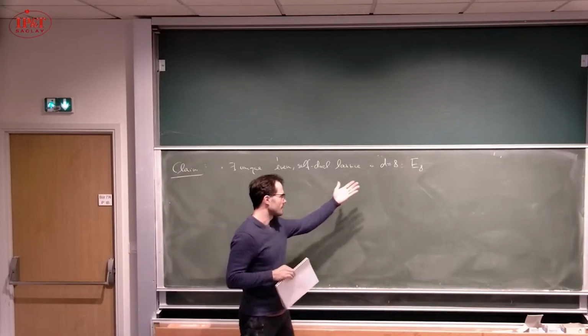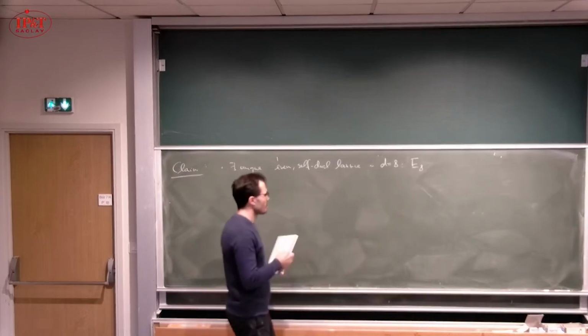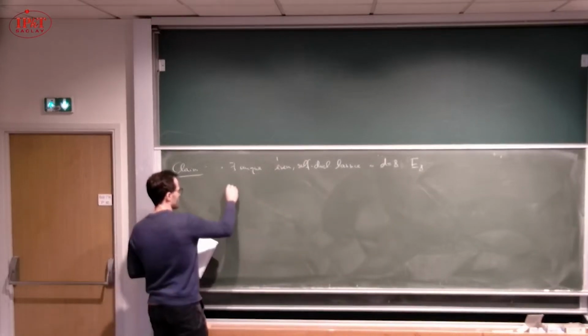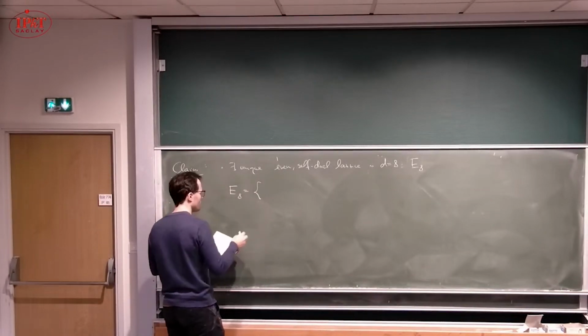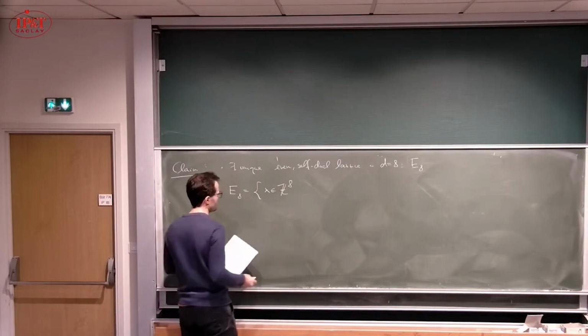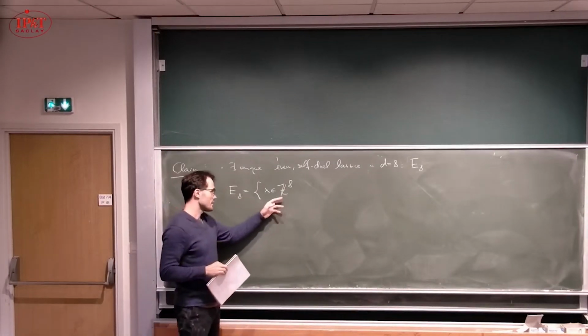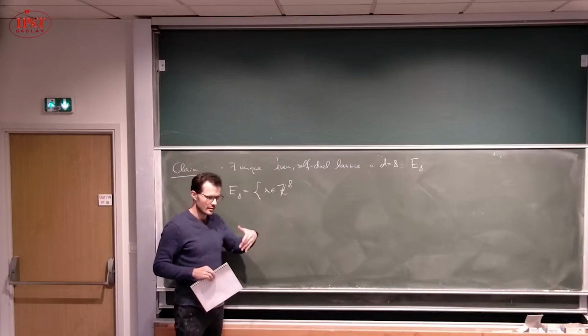Why is it called the E8 lattice? Because it's a root system for the Lie algebra E8. And here's how you can construct it. So E8 is the set of all points in Z to the 8. But this is a self-dual lattice, but it's not even because the vector 1 0 0 0 0 doesn't have an even length.